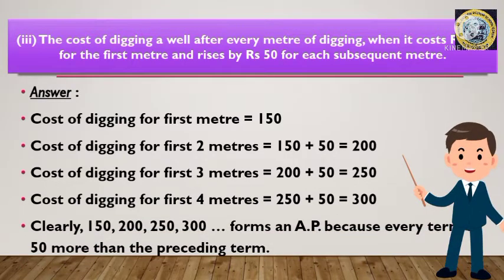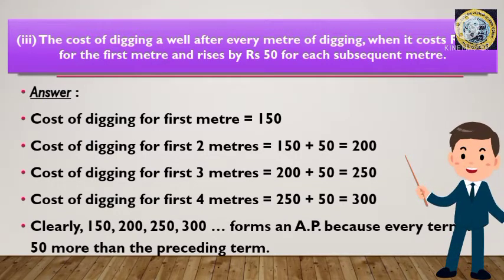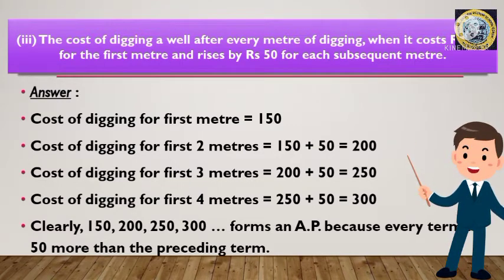Clearly, 150, 200, 250, 300, and so on form an arithmetic progression because every term is 50 rupees more than the preceding term, which is the required answer.